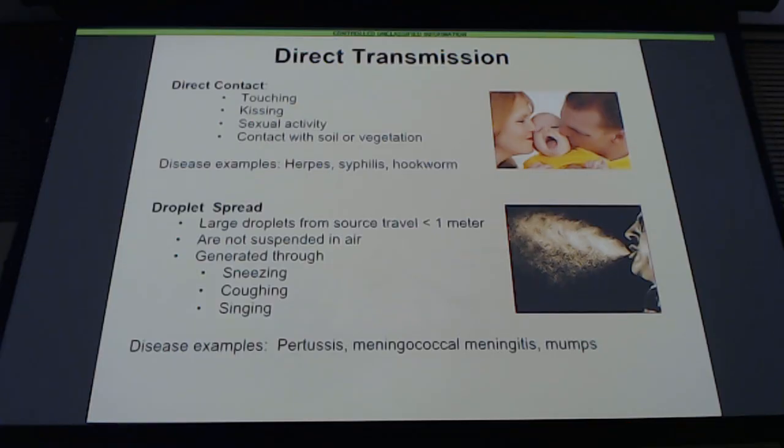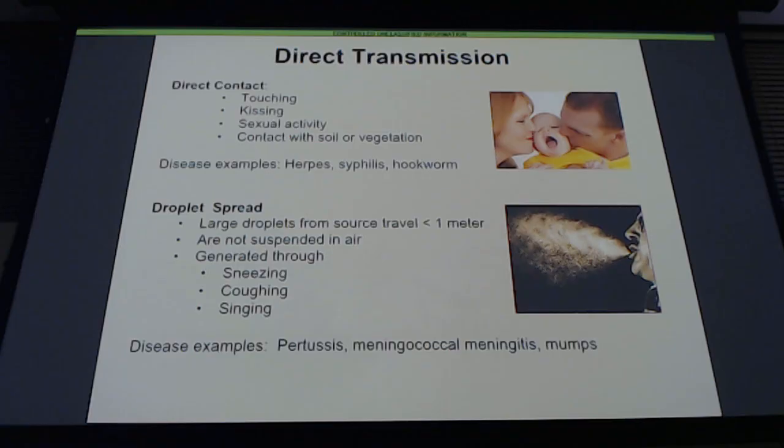Here's a couple of examples of direct contact: touching, kissing, sexual contact. And there's some disease examples. Probably need to know this slide. Okay, droplet spread, large droplets from source less than 1 meter. The larger droplets, usually 5 microns, is what we look at. Those usually fall somewhat quickly.